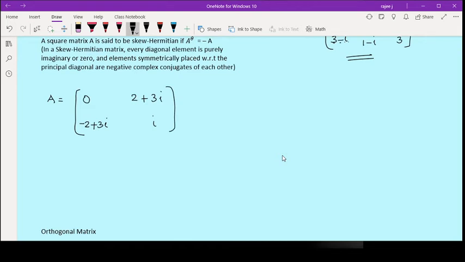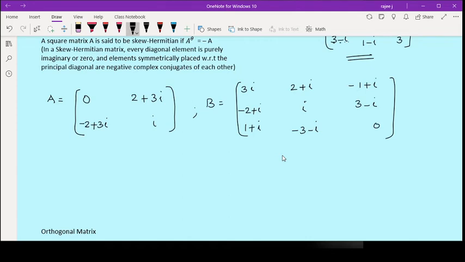Then one more example I'll write here. Say B is equal to 3i, 2 plus i, minus 1 plus i. Then here minus 2 plus i. Here i. Here 3 minus i. This is 1 plus i. Minus 3 minus i, and say 0.